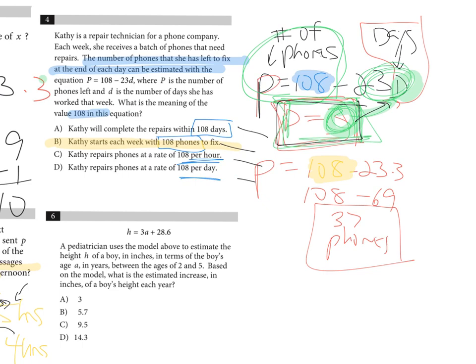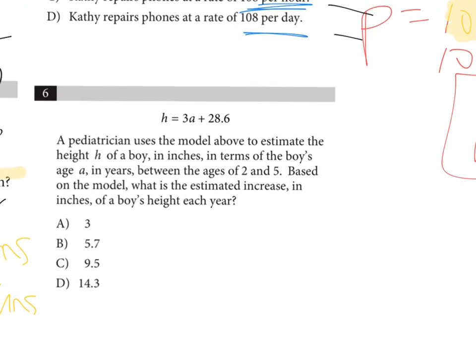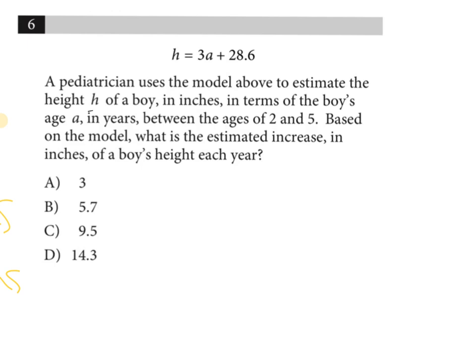Number 6. A pediatrician uses the model above to estimate the height of a boy in inches. So H represents the height of the boy in inches in terms of the boy's age. H is the height, A is the age in years, between 2 and 5. Based on the model, what is the estimated increase in inches of a boy's height each year? So I'm going to say, okay, the ages go from 2 to 5. So let's say the boy is 2 years old. A is the age in years, so A is 2.